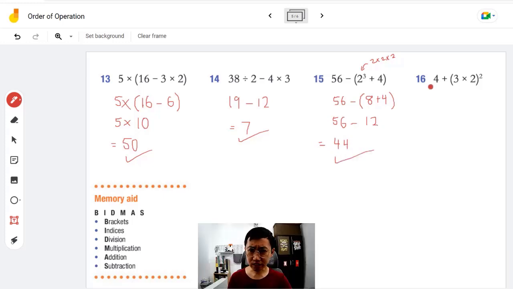Question 16, I can see plus and bracket, and then there's a power. So of course we do the bracket first. Copy 4 plus, do the bracket first. So 3 times 2, 6. Copy, close, and then you write this square on top, the power of 2. Now continue to solve. What is 6 square? 6 square, again, I write small for you to see. It's actually 6 times 6. So that is 36. So you're going to copy plus 36. And then you're going to solve this. That's going to get you 40.